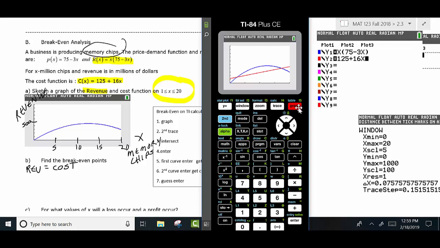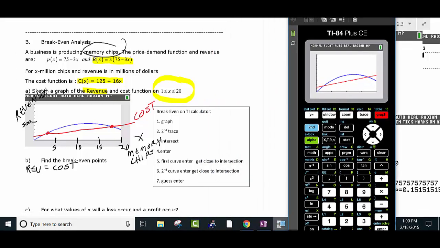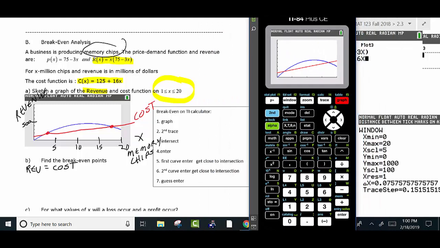Then what I want you to do on your graph is just estimate this. Just kind of draw a line through there, and that is your cost like that. Then I'm going to show you how to get these intersection points for your break-even points. So you want to follow the information here in this rectangle. After you get everything graphed, just do exactly what this tells you to do.